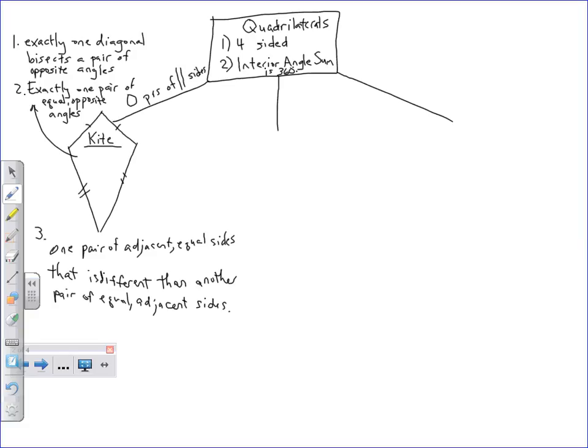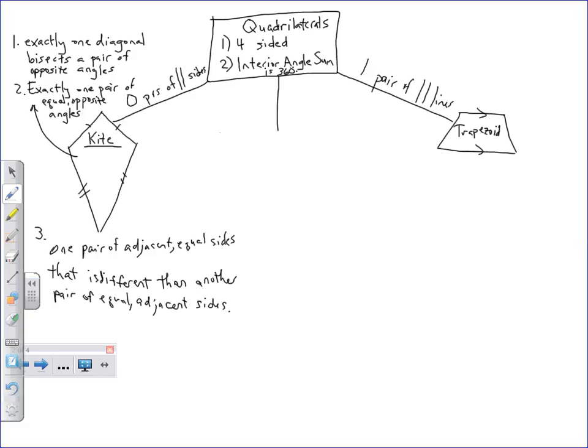Okay, I'm going to move over to 1 pair of parallel lines, and this is a defining characteristic of trapezoids. So those 2 are parallel, and since I put the defining characteristic along the line, I'm just not going to put it inside the shape.